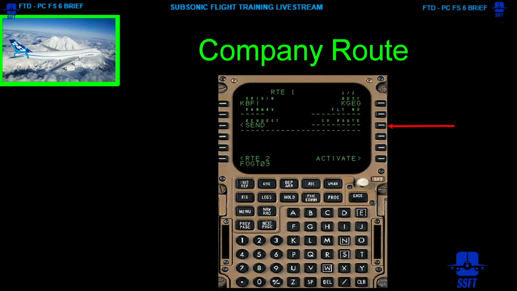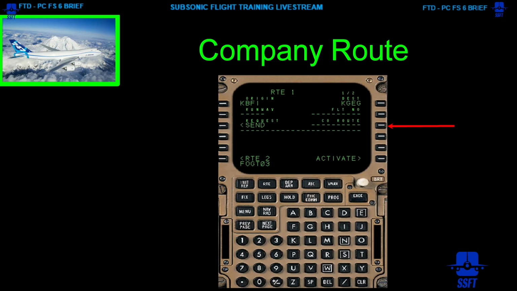And what they found is ATC would change the routing too much, so the company routes would have to be modified quite a bit, and it kind of defeated the purpose for company routes. Plus, they didn't want to take up the space in the database. They felt it was taking up too much space.